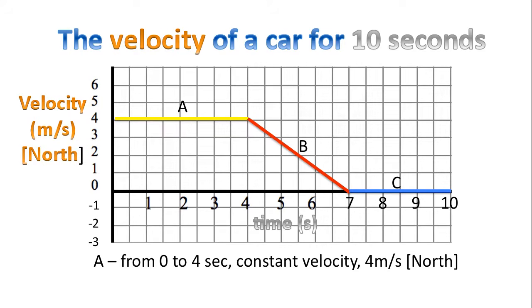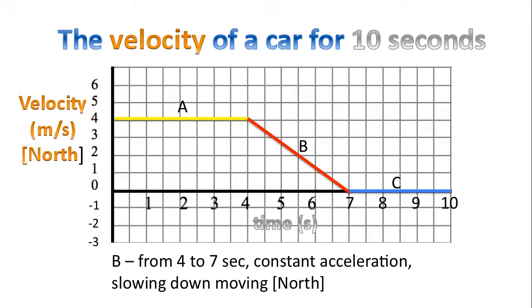So starting off with section A, from 0 to 4 seconds, it's constant velocity of 4 meters per second north. So how do we know it's constant velocity? Notice at time 0, the arrow is pointing at 4 meters per second north. 2 seconds later, it's still 4 meters per second north. And at 4 seconds, it's still 4 meters per second north.